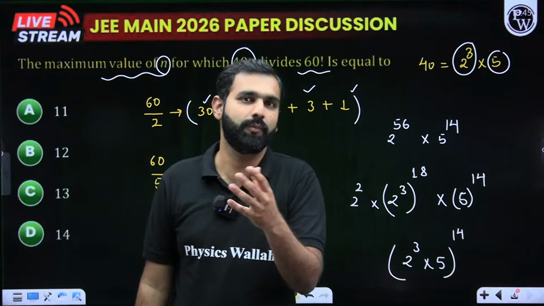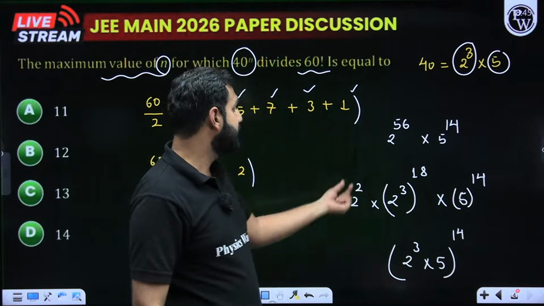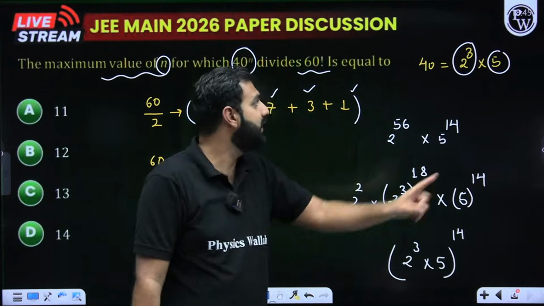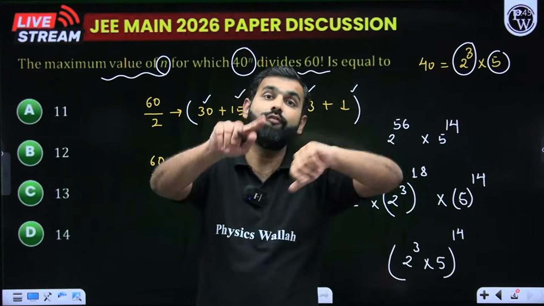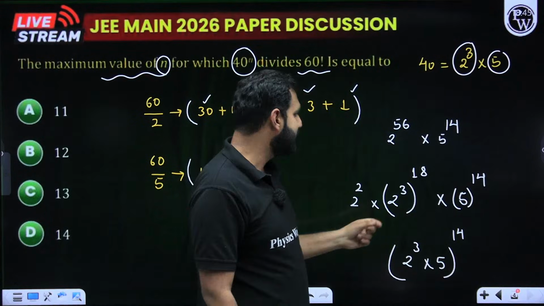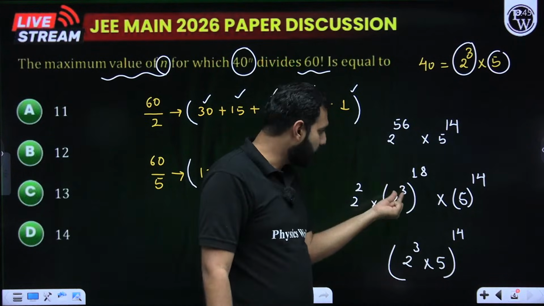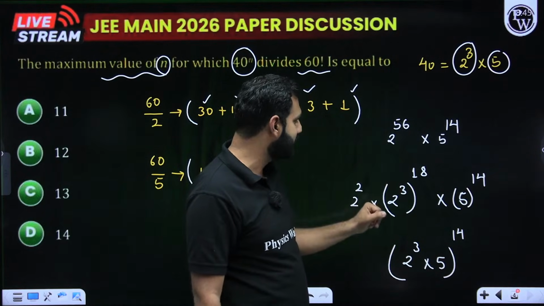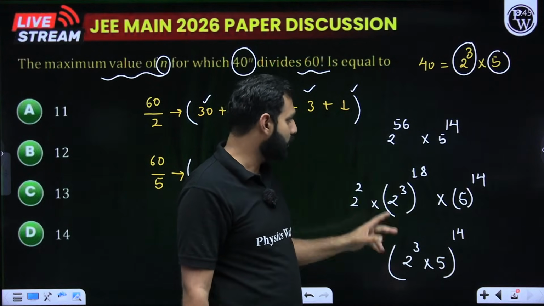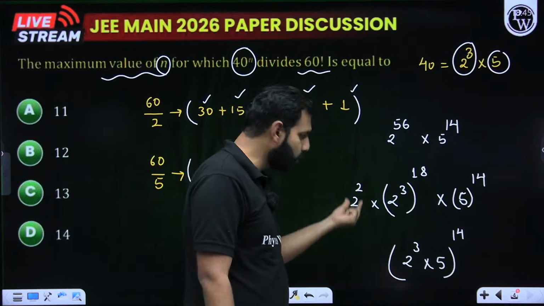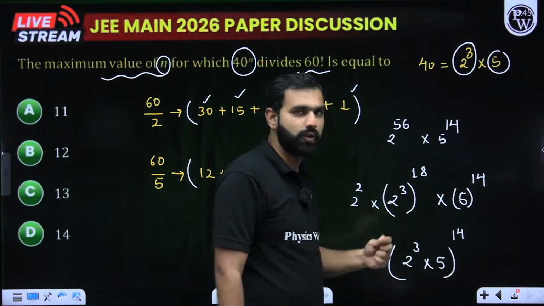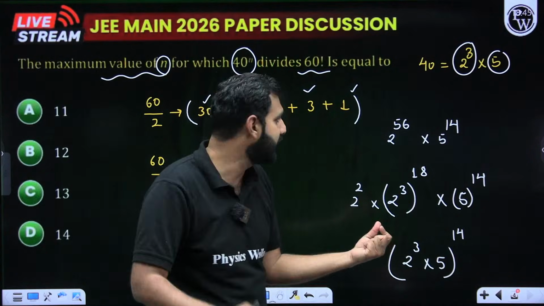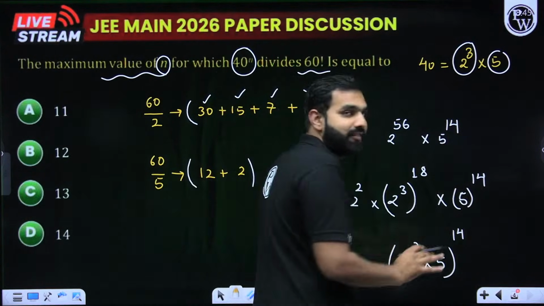But this is not what we are supposed to figure out. Let's calculate the 2 cubes, because we need 2 cube and 5 so that a 40 can be formed. If I divide 56 by 3, 3 times 1 is 3, then 26, so 3 times 8, I'll still be left with remainder 2. So 2 to the power 2 remains aside. 2 cube to the power 18. So there will be 18 2 cubes. I hope you got my language very clearly. And we have 14 5's.